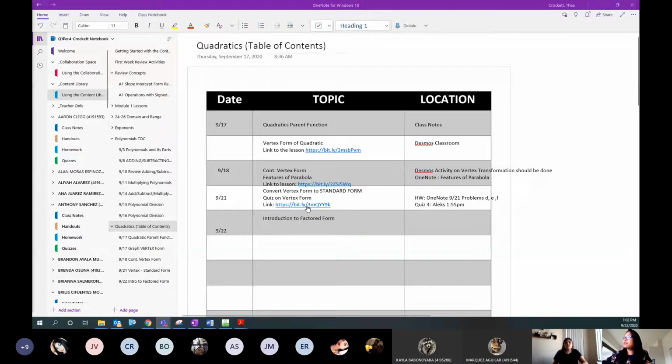All right, so I'm showing my quadratic table of contents, and today, 9/22, we're going to start our intro on the factored form. And this form is the one which has two sets of parentheses. It should be equal to 0.